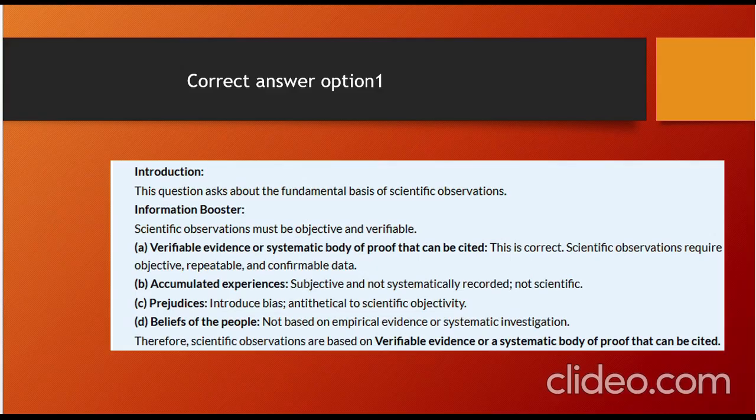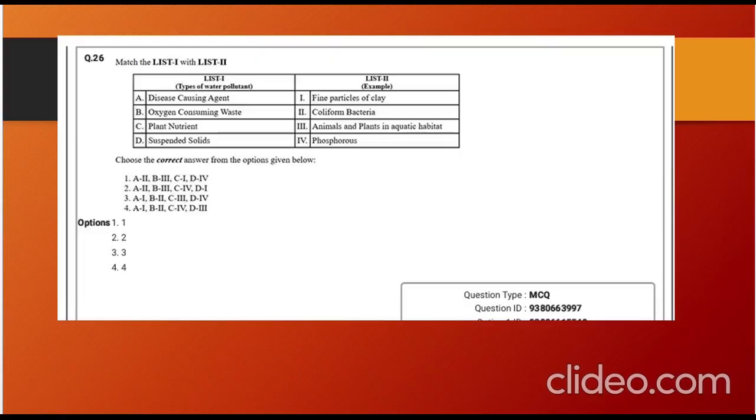Next question, match the list 1 with list 2. A, disease causing agent. B, oxygen consuming waste, plant nutrients, suspended solids. List 2, fine particles of clay, coliform bacteria, animals and plants in aquatic habitat, phosphorus. So the correct answer is given in the options: A2, B3, C1, D4; A2, B3, C4, D1; A1, B2, C3, D4; A1, B2, C4, D3. Options are given as 1, 2, 3 and 4. Correct answer is option 2.